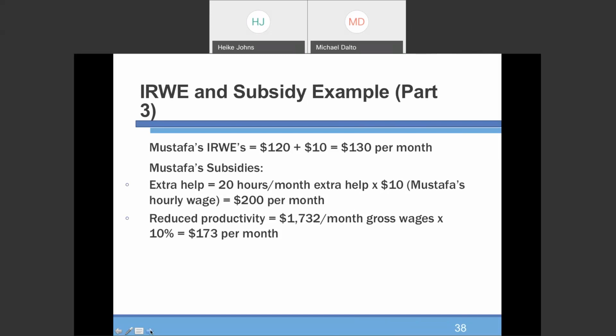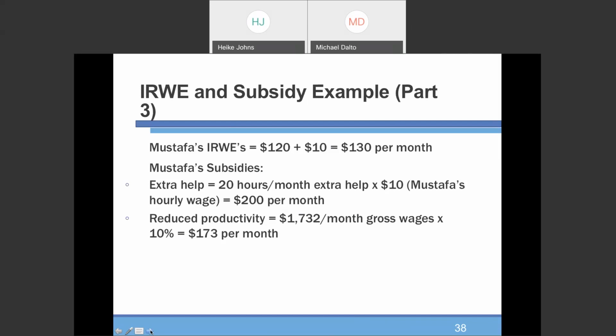So Mustafa has 2 IRWEs, the $120 copays for therapy and the $10 copays for prescriptions each month. That's total IRWEs of $130 a month. He also has subsidies. He's getting extra help to do the job, and he's getting 20 hours a month of that extra help. We multiply that by Mustafa's $10 an hour wage, and that equals $200 a month. Because he's getting extra help, Social Security's logic is, well, somebody else is actually earning some of that money for him. And the value of the work that's done in those 20 hours would be based on Mustafa's $10 an hour wage. So the value of the subsidy for the extra help that he's getting is $200 a month.